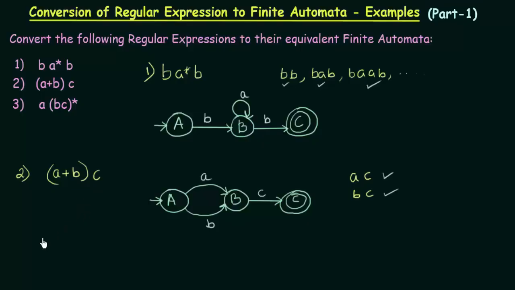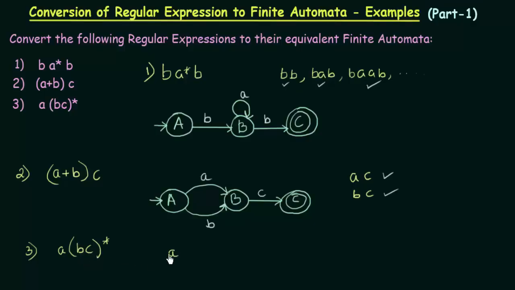Now let's come to the next one over here, number 3, which is A, and in bracket BC star. Okay, so before we design the finite automata for this, let us see what are the kind of strings that are accepted by this regular expression. This means A and BC closure, that means A followed by any number of BC. This group BC can be 0 or more.